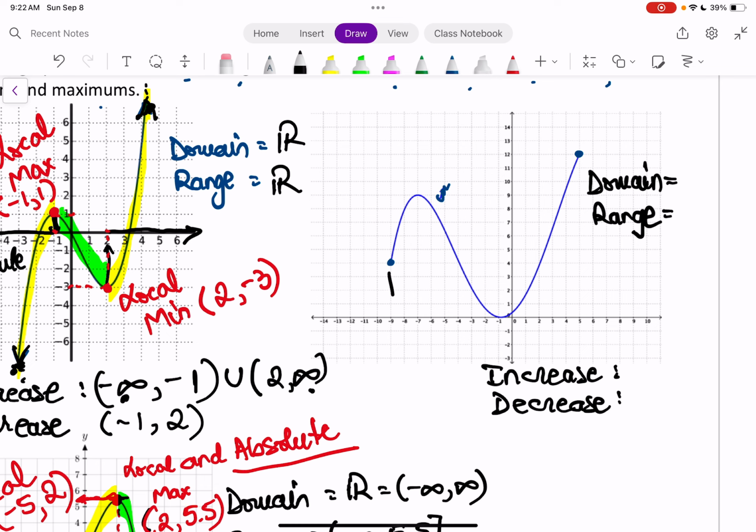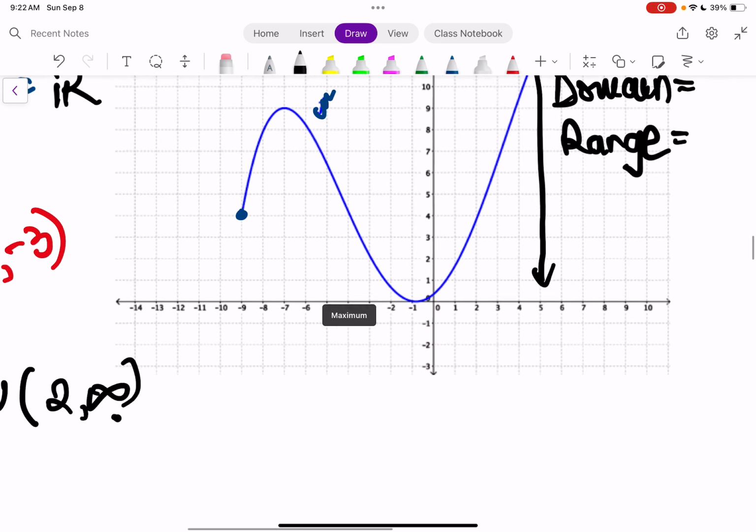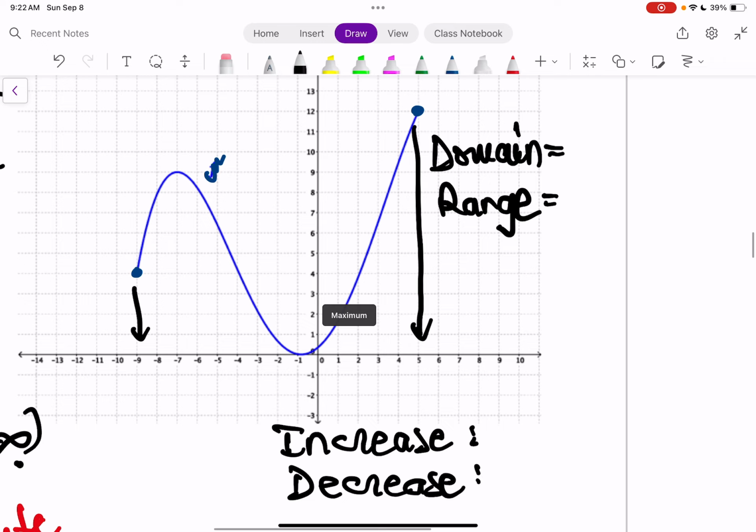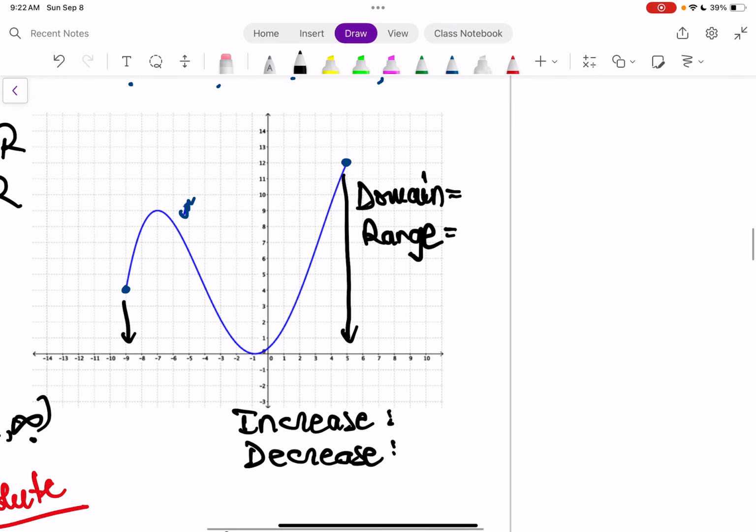So here it is. The domain is all the possible x values, which, as we see, are only going from negative 9 to positive 5. Okay, that's where the graph starts at negative 9 and stops at 5. It doesn't go anywhere to the right of it.